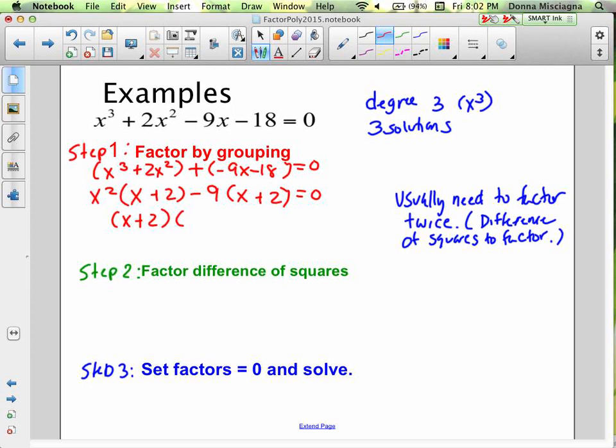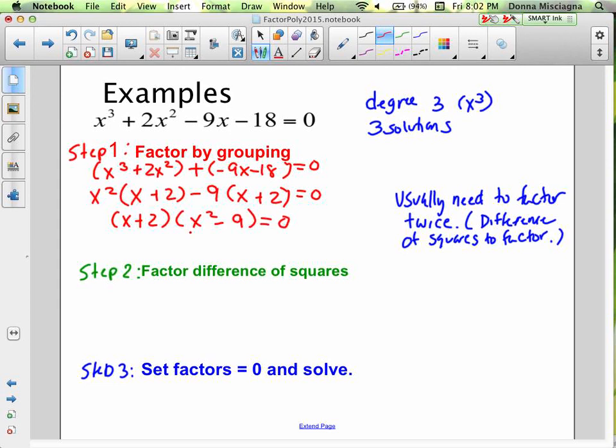And we're left with the leftovers, x squared minus 9. So we literally just factored out an x plus 2 from both of those terms, and the leftover terms would be combined, because we'd have an x squared and a negative 9, all multiplied by an x plus 2.